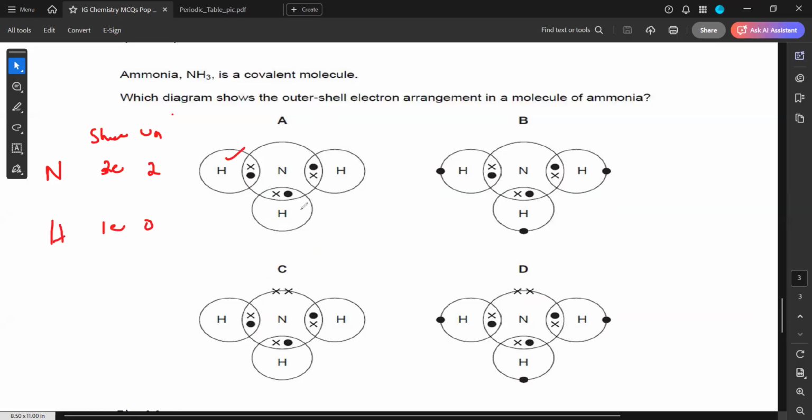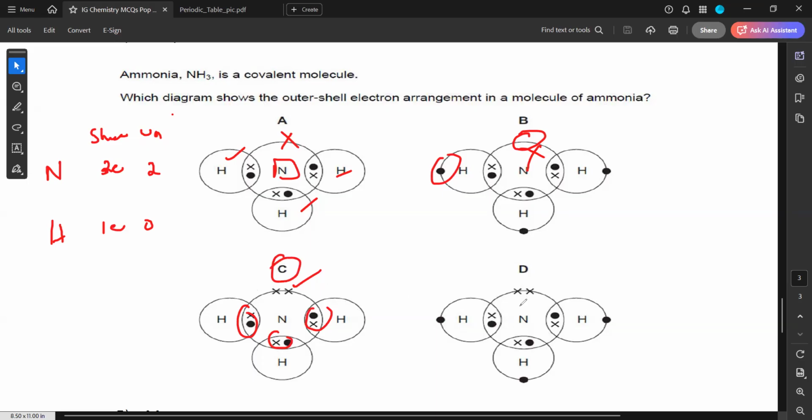And hydrogen shares 1 and unshared is 0. So here hydrogen is correctly drawn, but the nitrogen is not. Why? Because the nitrogen's 2 unshared electrons are not shown. In this case, the nitrogen unshared are not shown, and hydrogen has unshared electrons drawn, but hydrogen does not have any, so this is also wrong. When we check option C, the shared ones are there, hydrogen has no unshared, and nitrogen has 2 unshared electrons, so C will be the right answer.